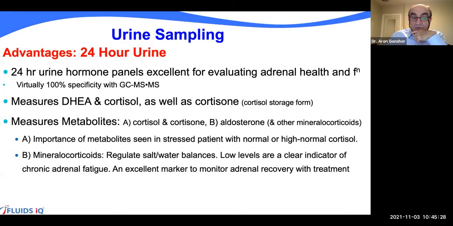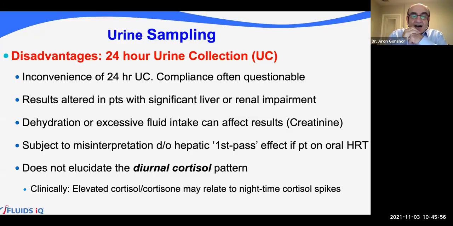So 24-hour urine, therefore, in the various panels that you can get it, is excellent for evaluating adrenal health and its function. And it's, as they say, virtually 100% specific when you're using GCMS, which is wonderful to use, but as I said, it's very, very cost prohibitive in some situations. So I need to make sure that this is very well understood.